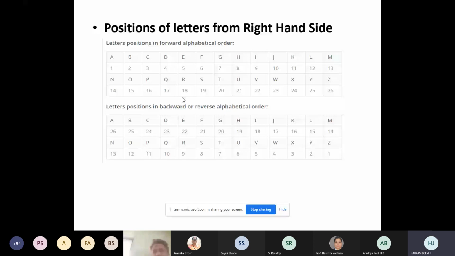Okay, then the letter position in reverse order. So for A 26, B 25, C 24, then D 23, E 22, F 21, G 20, H 19, I 18, J 17, K 16, L 15, M 14, N 13, O 12, P 11, Q 10, R 9, S 8, T 7, U 6, V 5, W 4, X 3, Y 2, Z 1. Okay, we have different values.